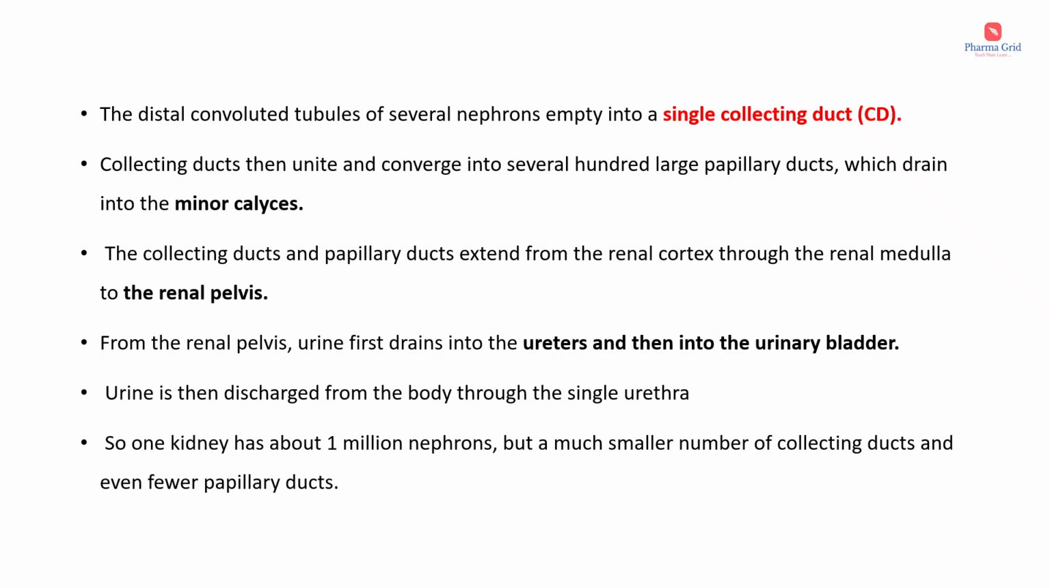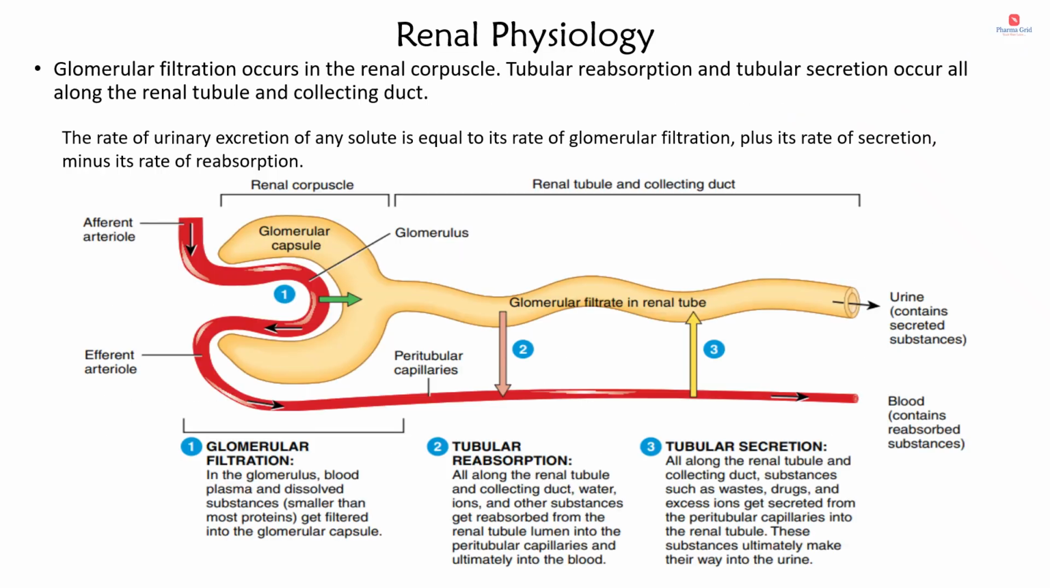We have already learned this. The collecting ducts and papillary ducts extend from the renal cortex to the renal medulla, then to the renal pelvis. And from the renal pelvis, urine first drains into the ureters and then into the urinary bladder. Urine is then discharged from the body through the single urethra. So, one kidney has about 1 million nephrons, but a much smaller number of collecting ducts and even fewer papillary ducts. So far we have discussed the renal anatomy.